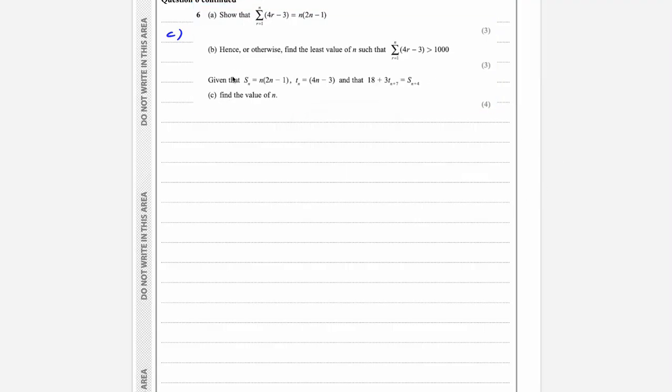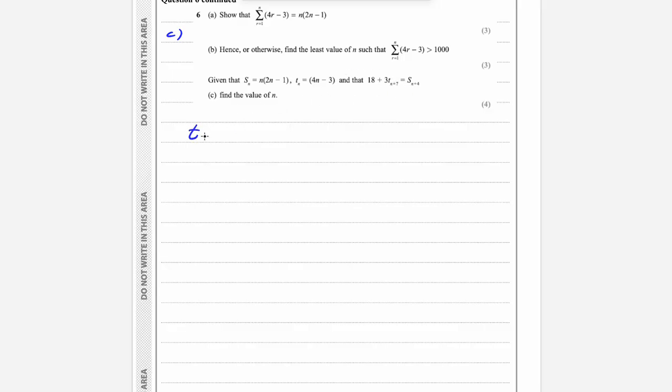Okay, given that S of n is this, T of n equals this. That's the nth term. And 18 plus 3 T of n plus 7 equals S of n plus 4. Sorry, that's hard to read. Find the value of n. So let's just get these two things.